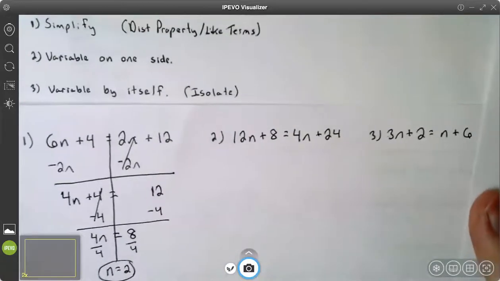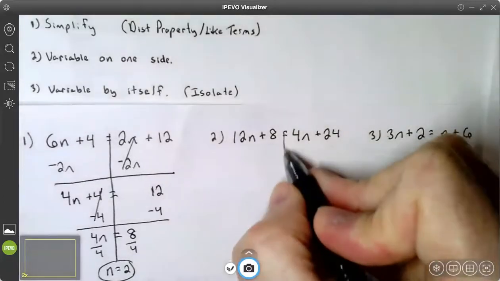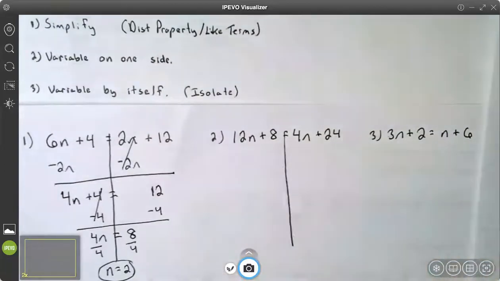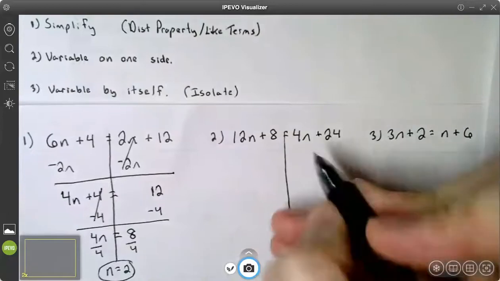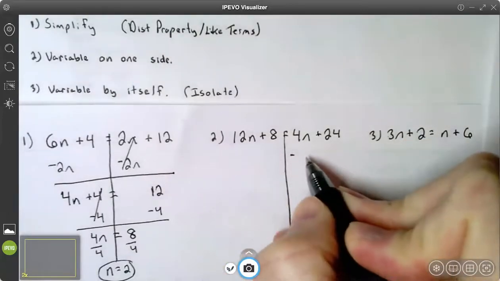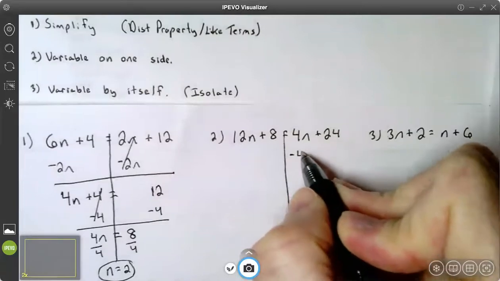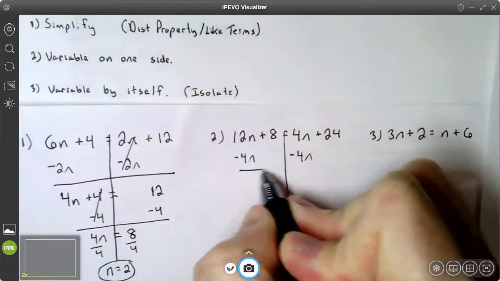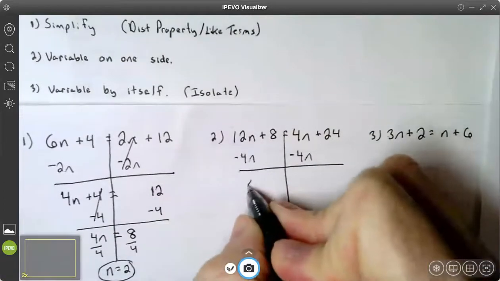You try number 2. On number 2, I have a variable on both sides and a constant on both sides. You could subtract 12n from both sides to get the variable on one side, but I choose to subtract 4n from both sides so that my variable is on the left and I get a positive 8n.